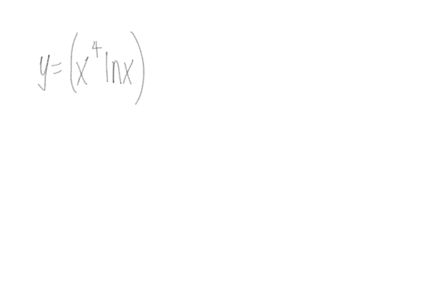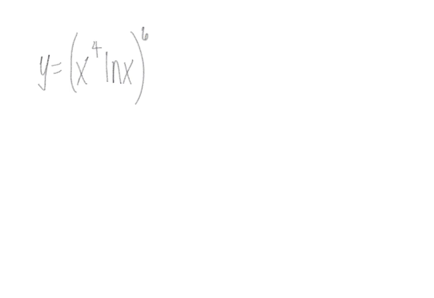So y equals x to the fourth times the natural log of x, and the whole thing is raised to the sixth power. So really you have a chain rule right here, because x to the fourth natural log of x is the inside, and the outside is something to the sixth power.